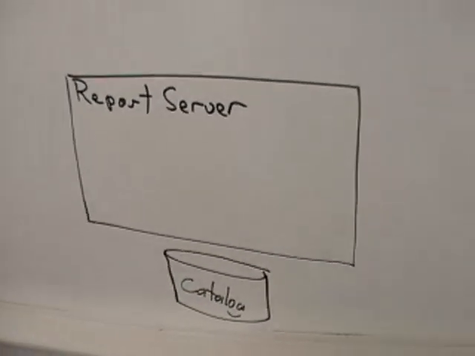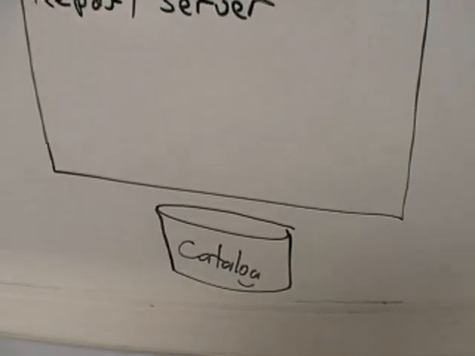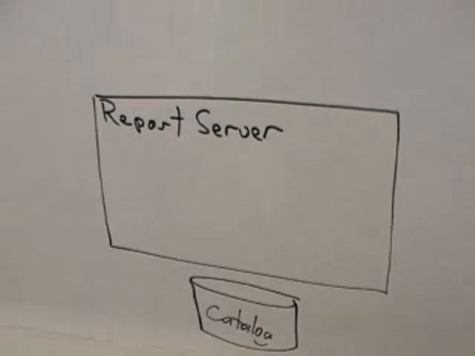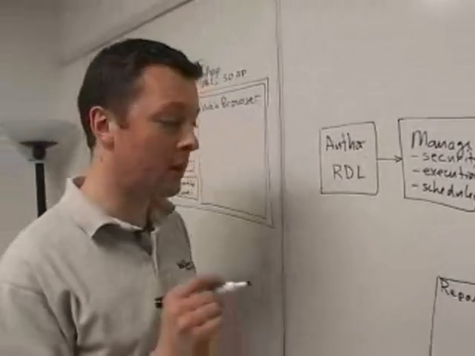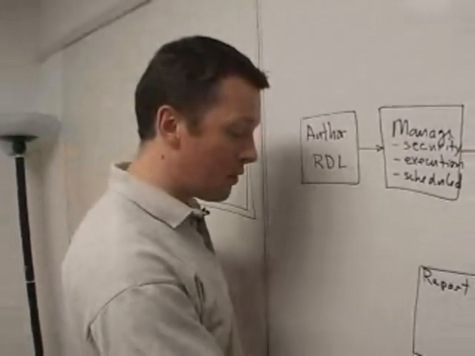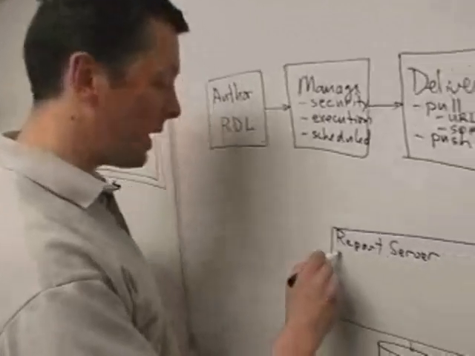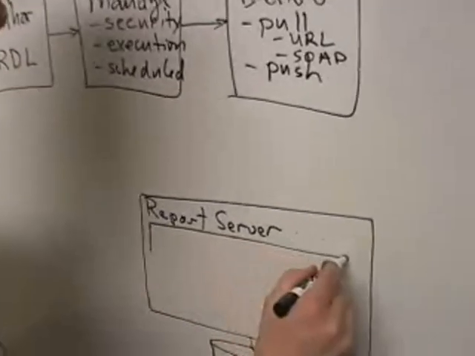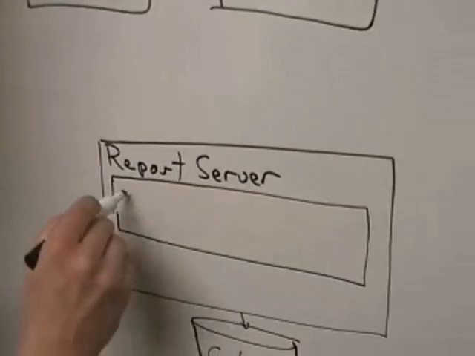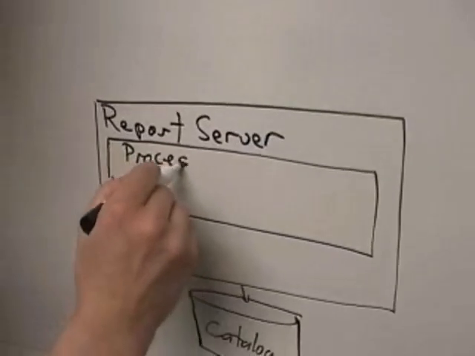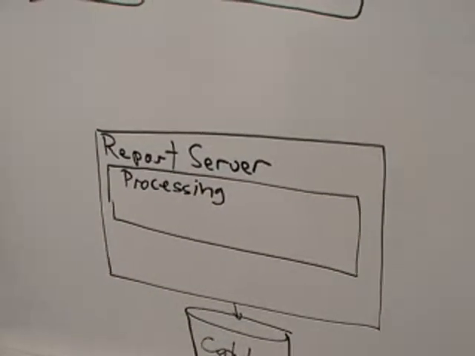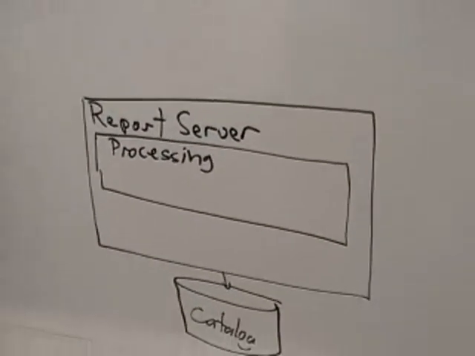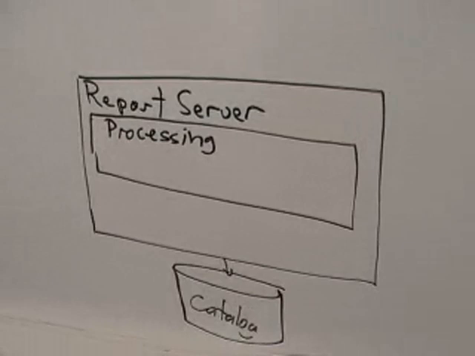The catalog stores all the information that is used to manage reports. It is not the source for data for reports. We'll talk about this in a second. The core piece inside report server that gives it its real power is the report processing component. So this is the component which allows you to do things such as sorting, filtering, aggregations, conditional formatting.